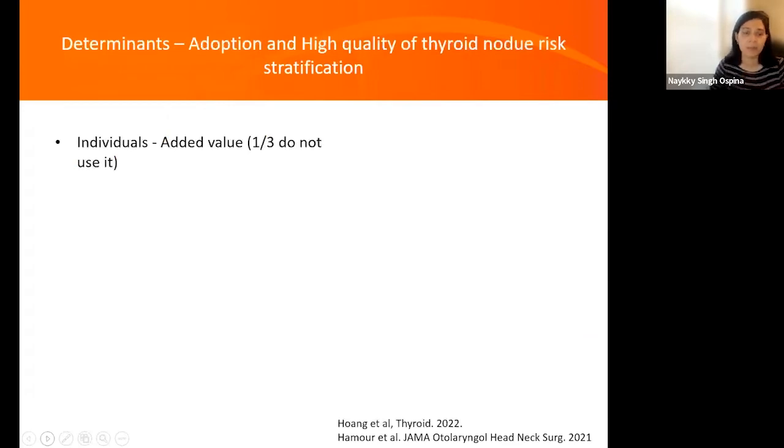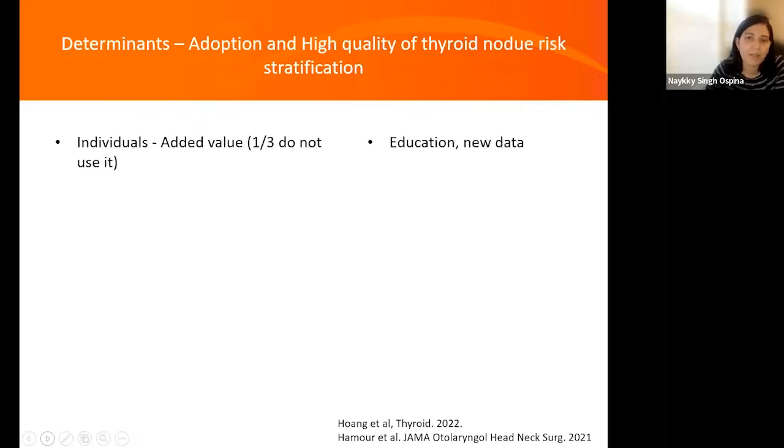Now, I think the paper that we just discussed really adds a lot of information to this conceptual framework. I wanted to point out a few. So one, although a high number of the individuals, so we're looking at the determinant from the individual who performed the intervention, noticed an added value. There was also a third of the respondents that were not using the practice.